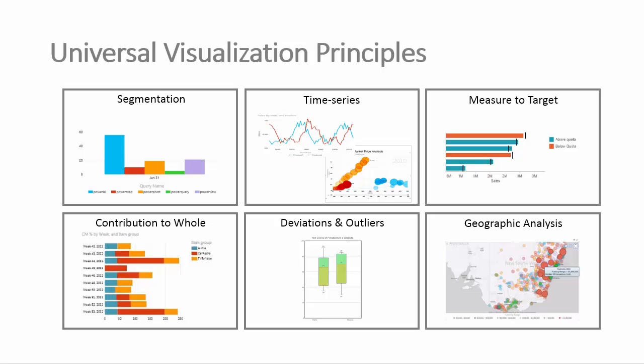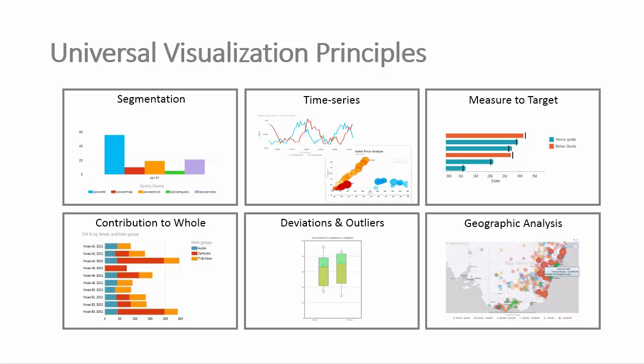Visualization principles apply universally to different data reporting requirements. Some aggregate values are segmented into groups, while others are measured in a continuous or time series. Some values are only meaningful when measured against a target or reference value. How does the value contribute to a whole? How should we express a value that deviates from the mean or the normal range?